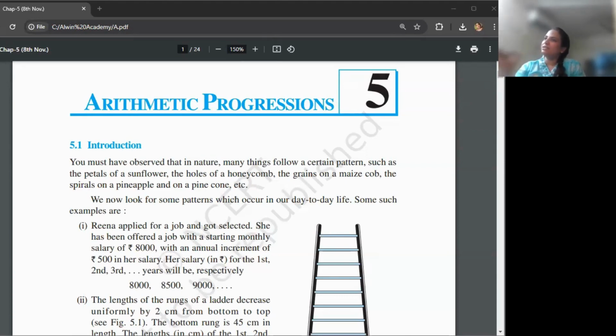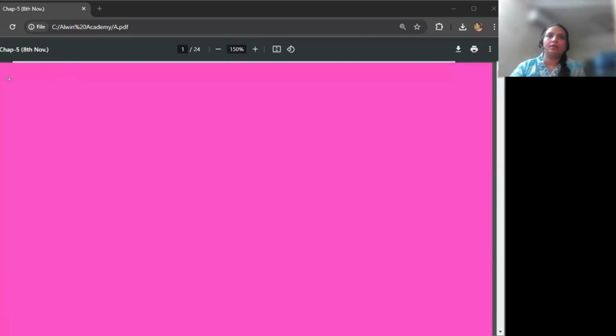Arithmetic means plus minus करना कुछ. तो प्लस करके कोई एक प्रोग्रेशन आ रहा हो, माइनस करके कोई एक प्रोग्रेशन आ रहा हो, दैट इज एपी. ठीक है. So that means if I take a number one, if I add one to it, it will be two. If I add one more to it, it will be three.